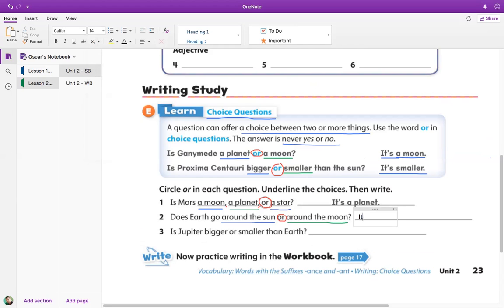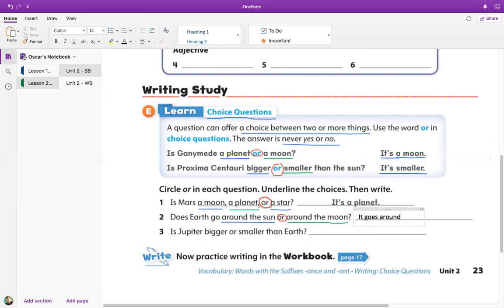Okay, so we know that we're talking about the Earth. So it. Then we also have "go." It goes. We have to use the third singular person. It goes around. And then we are going to decide, does it go around the sun or around the moon?